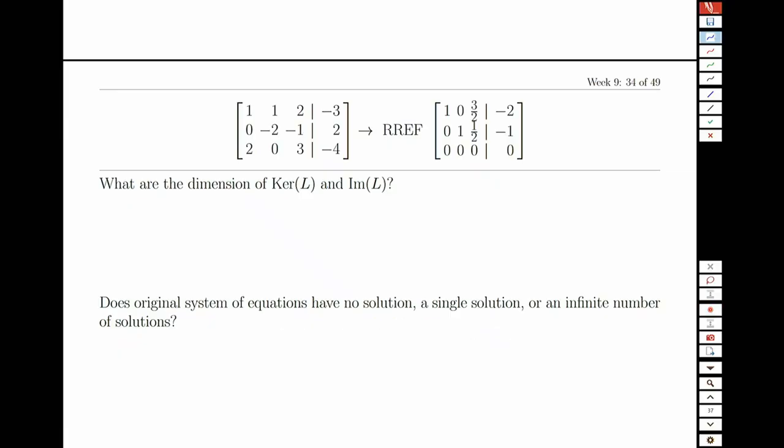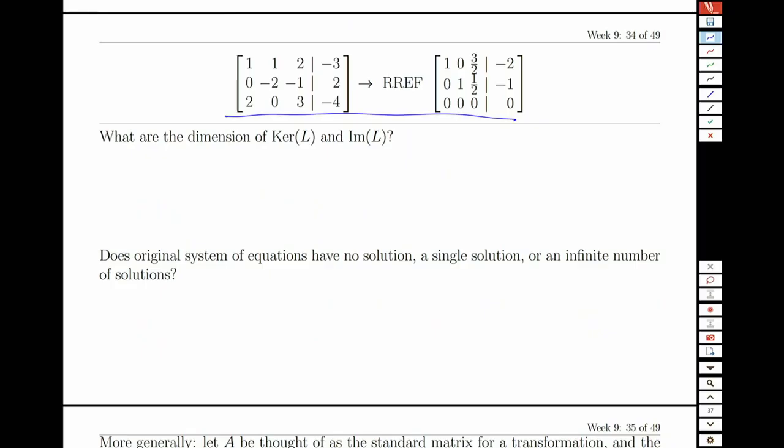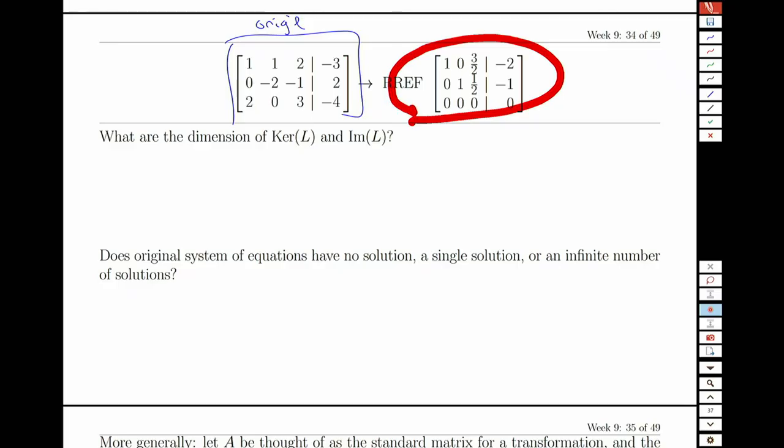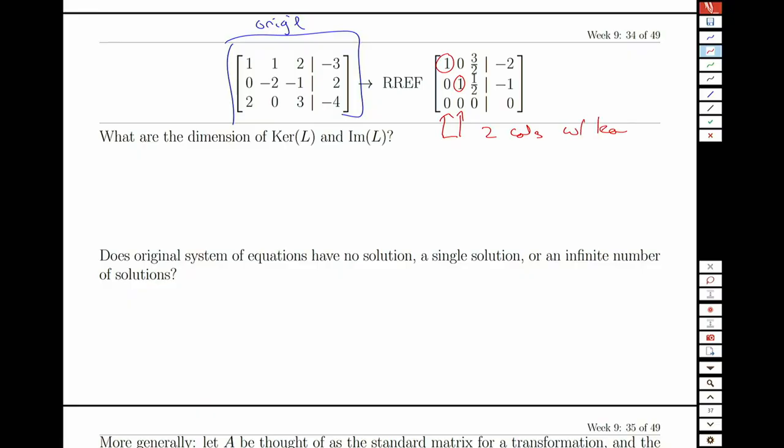So if we take a quick look at this matrix here, that's the original. What we learned last class was it's a lot easier to figure out what's going on in a linear transform if we reduce it to reduced row echelon form, RREF. And what features are we mostly looking for in the RREF? Yep. Columns with leading ones and columns without leading ones, exactly. So we have two columns with leading ones, and we have one column without a leading one.